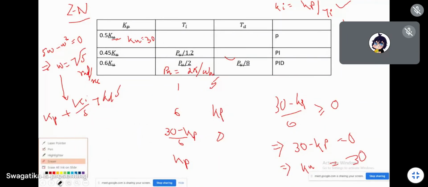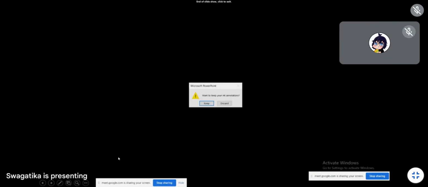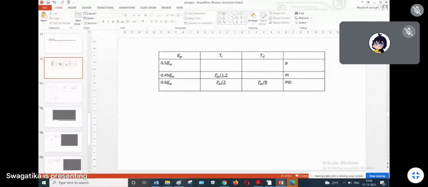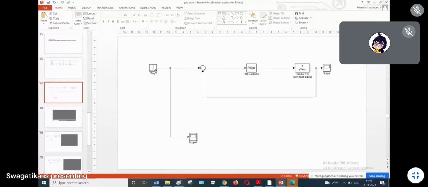For Simulink, you just don't need to derive this transfer function. You just have to find out the Kp, Ki, Kd value for your PID controller. Okay. So you have to perform this experiment. You can do the experiment yourself. It is simple: in Simulink you give a step input to the PID controller transfer function and you can see your step response.